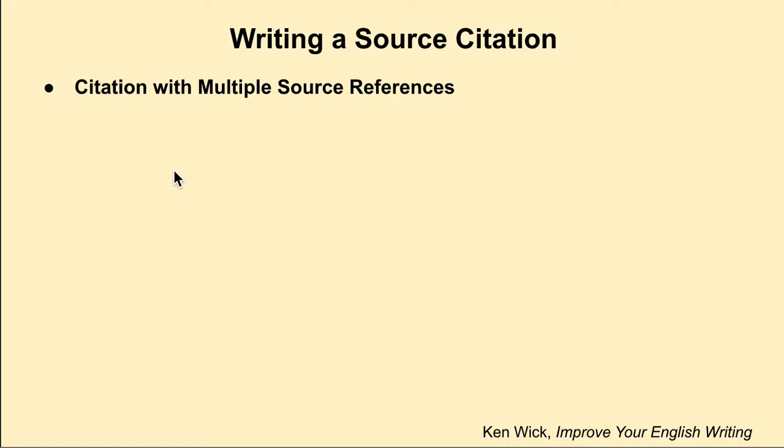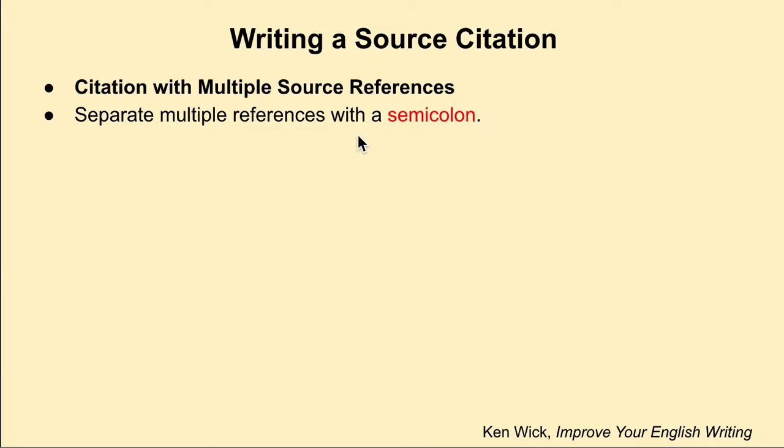What about citations with multiple references? So what you do is you separate the multiple references with a semicolon. So if you had 3 references, it'd be the first citation, semicolon, the second citation, semicolon, the third citation. And you list the citations alphabetically by author. Different style guides allow you some flexibility, but in APA you need to list the references alphabetically by author.